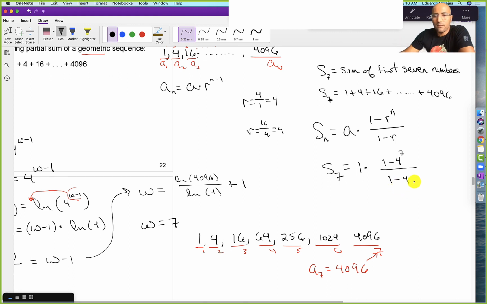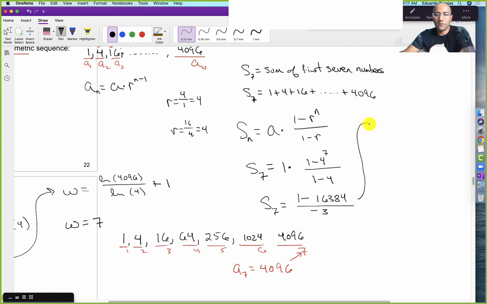Good. So the denominator is going to be a negative 3, and the numerator is going to be some negative number, right? A large negative number divided by negative 3. So the whole thing is going to be the value we expect, a positive answer. So this is going to be 4 to the 7th power, and then 1 minus that. So this is 1 minus 16,384 divided by negative 3.